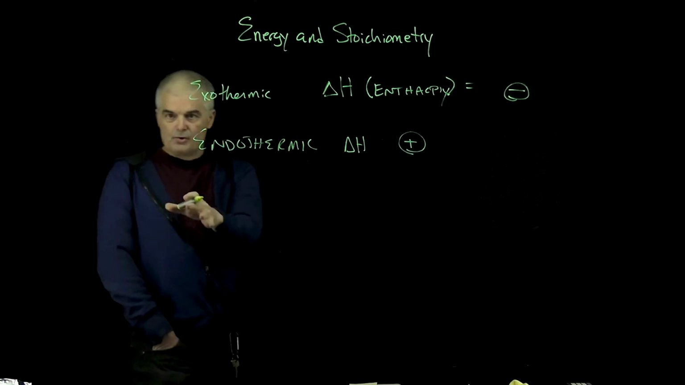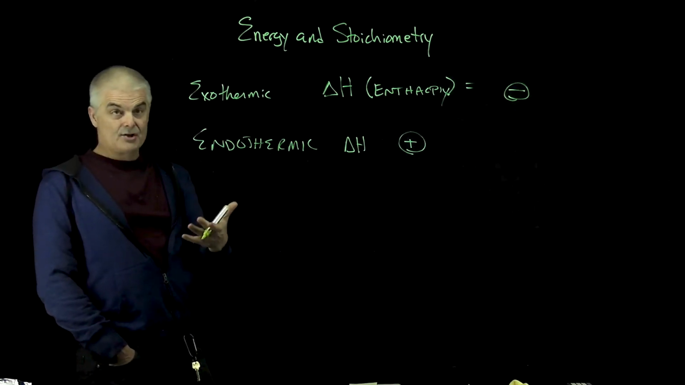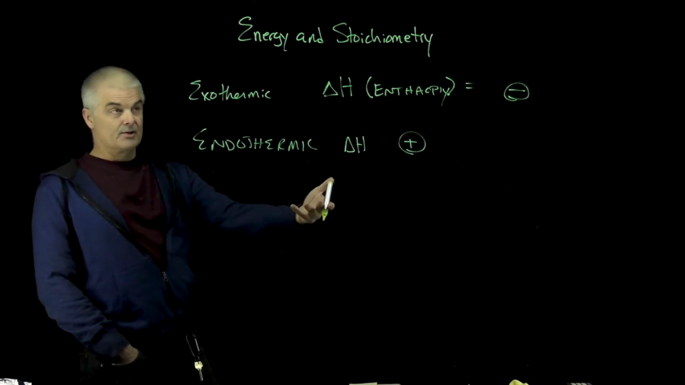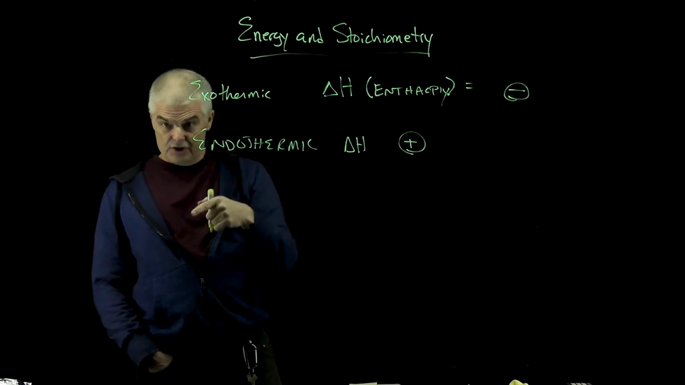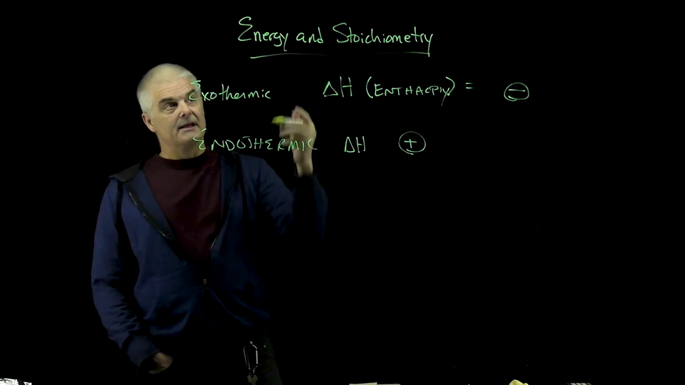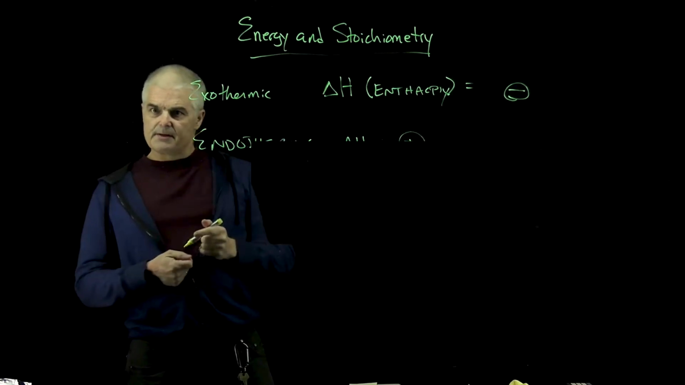Now, how do we do this in a reaction? Because remember, you're predicting amounts in a chemical reaction. So when we're talking about energy and stoichiometry, we're going to predict energies in a chemical reaction, or possibly amounts from energies. Let's do an example.